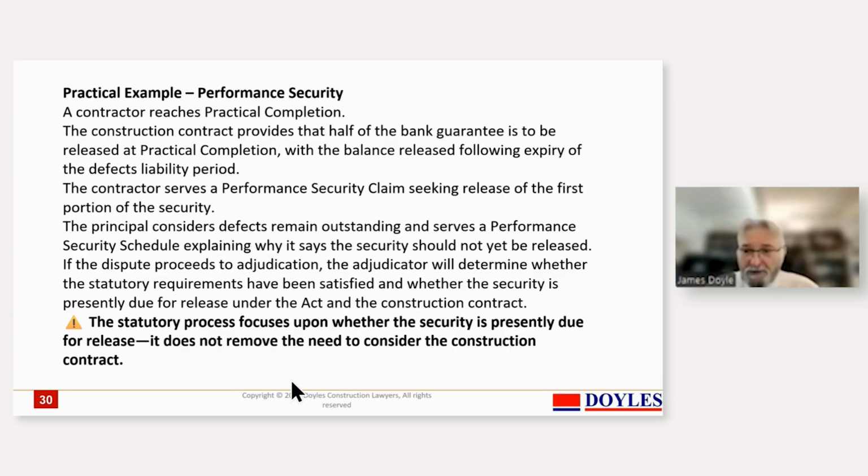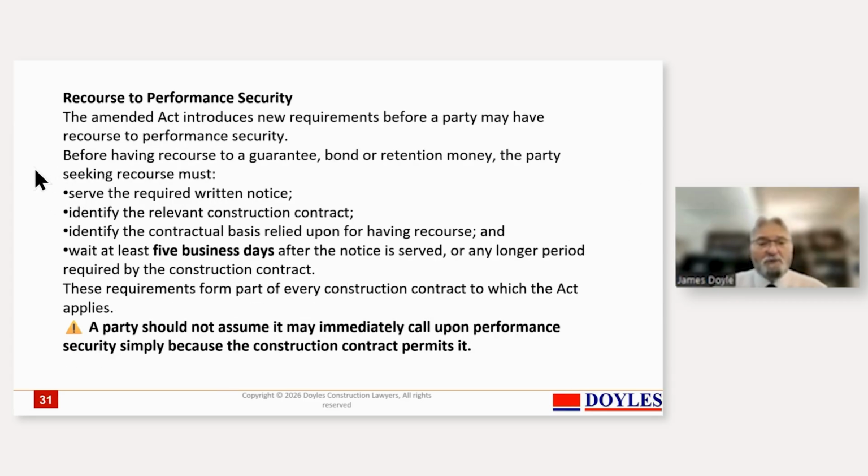So recourse to it, that's all. New requirement before you can pull up a guarantee. You've got to give a notice, you've got to specify it, and you've got to wait at least 5 business days before you do it. So again, you don't want to overstep those requirements. They must be there and present in your head when you decide to call that on.